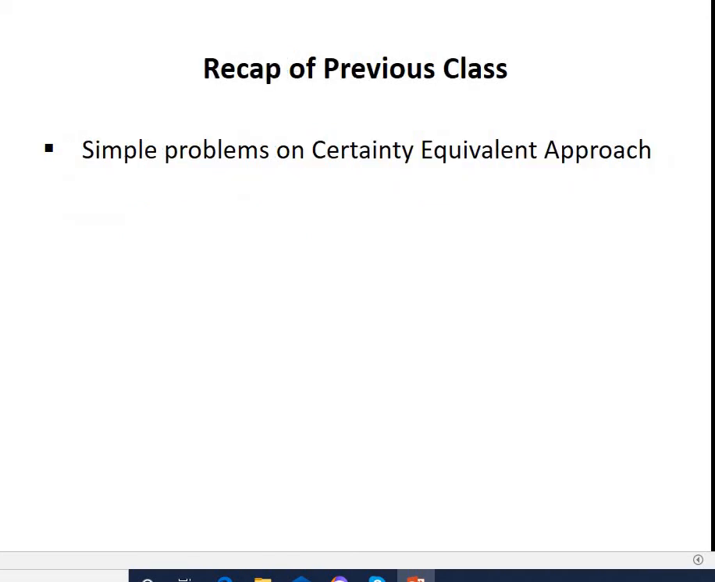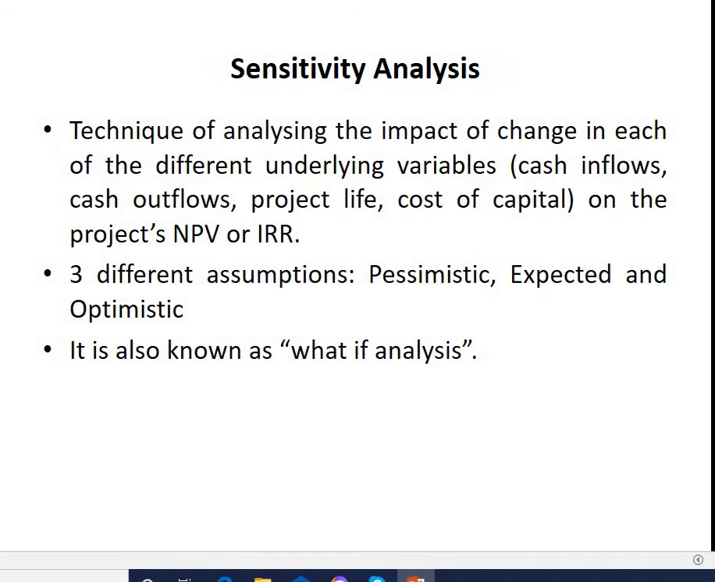In previous class, I have dealt with the problems on certainty equivalent approach based on NPV technique and IRR technique. As you all know, in the certainty equivalent approach we use certainty equivalent coefficients to reduce the uncertain cash flows to certain cash flows, and then discount those certain cash flows at the risk-free rate, and then we take a decision whether to accept or reject the project. In today's session, we learn one more technique of analyzing the risk in investment, that is sensitivity analysis.